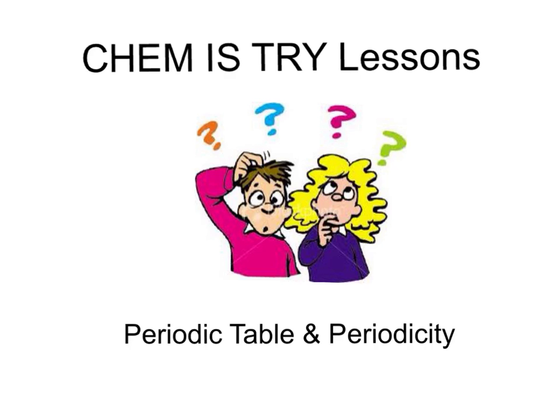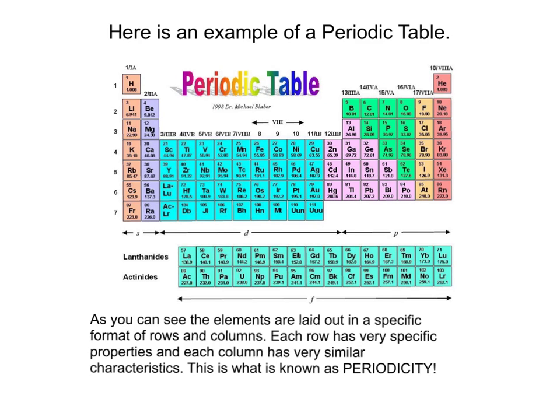Chemistry lessons, periodic table, and periodicity. Here's an example of a periodic table. As you can see, it is laid out in columns, which are the tall ones. Here's a column, okay, column, and it's laid out in rows, okay, like this.